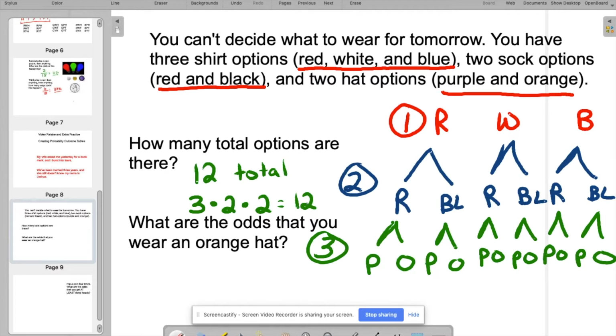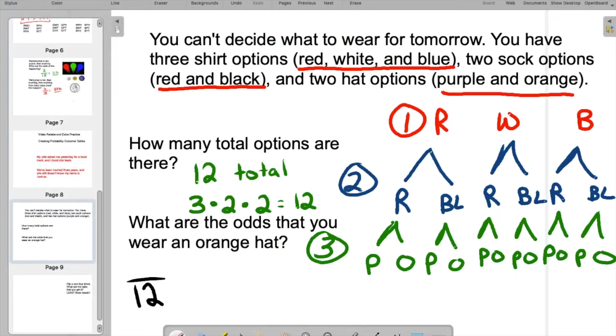So now it says, what are the odds that you wear an orange hat? We know that there are 12 total possibilities here because we just calculated that above. And we need to know how many of the 12 possibilities have an orange hat. Now you could turn that into an outcome table, and you could write it down here at the bottom. You could do red, red, purple, red, red, red, red, orange. We could do that for all 12 options.